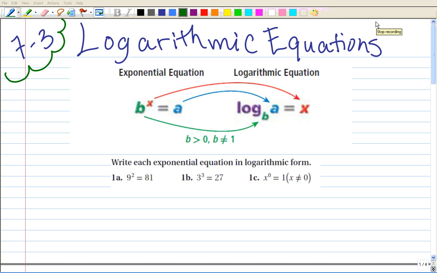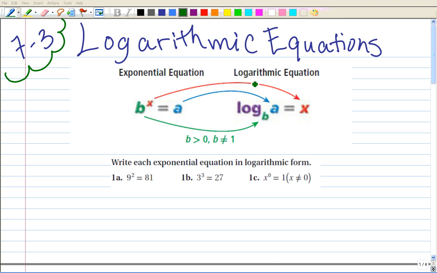First of all, let's take a look at how to transform an exponential equation into a logarithmic equation, or vice versa. They are very much related, and it's not that hard to switch back and forth. Exponential equation, remember that's going to be a base b raised to the x power equals a. And remember, b has to be greater than 0, and it cannot be equal to 1. As seen here in green.